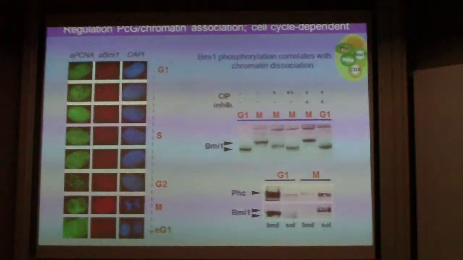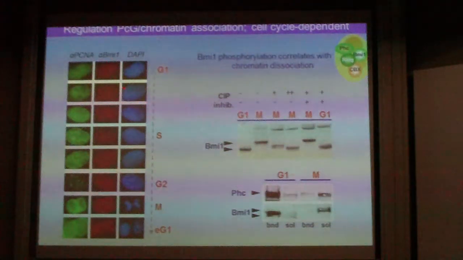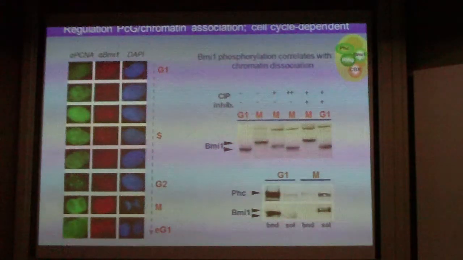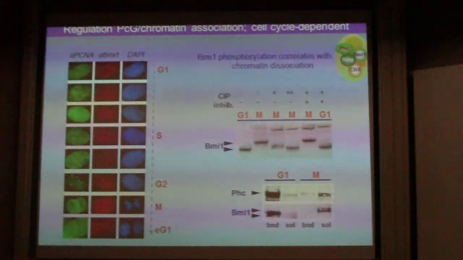Okay? And then I went on to show that there is a correlation between what I see here, that in M phase I don't see BMI associated with chromatin anymore, and in G1 phase I do. And here it's non-phosphorylated, and here it is phosphorylated. So how would you do that? Any idea?